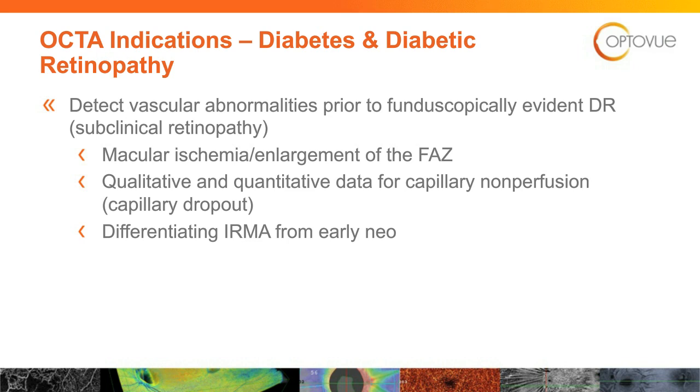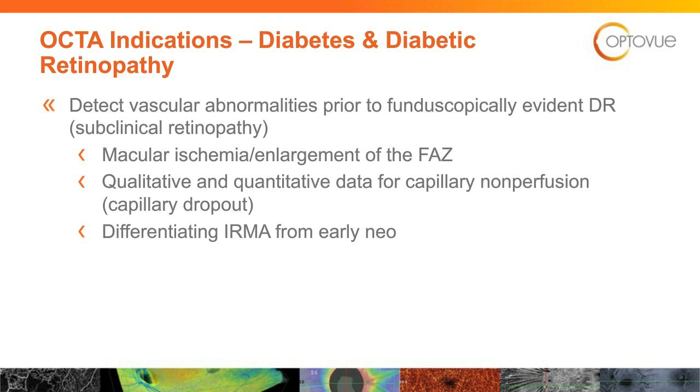The other thing is qualitative and quantitative data, capillary dropout, non-perfusion, losing some of those capillaries. We can't see the capillaries in the macula. We can't see the capillaries in the fovea. They're too fine to see. We can image them with fluorescein. The downsides are the injection and other downsides, as we've talked about. To be able to image that in a matter of seconds and be able to see ischemia, non-perfusion, capillary dropout is certainly key.